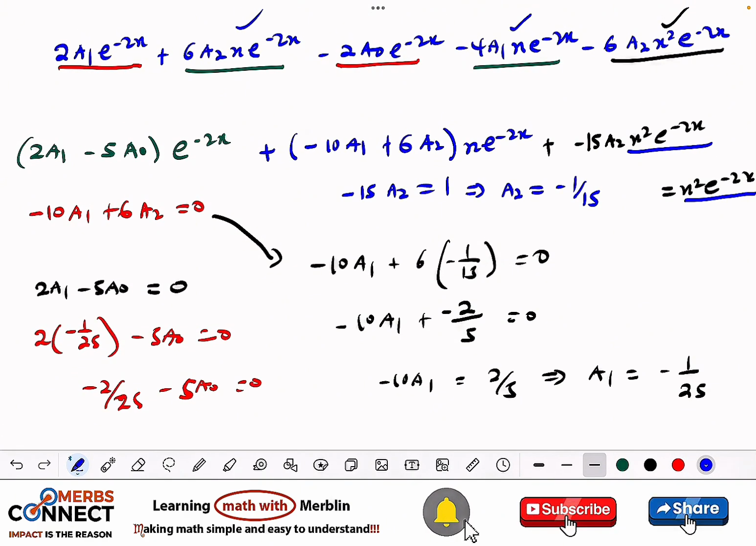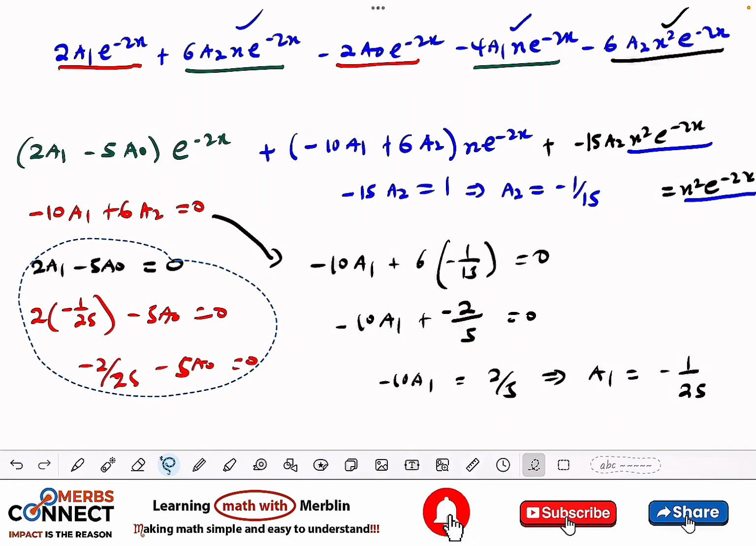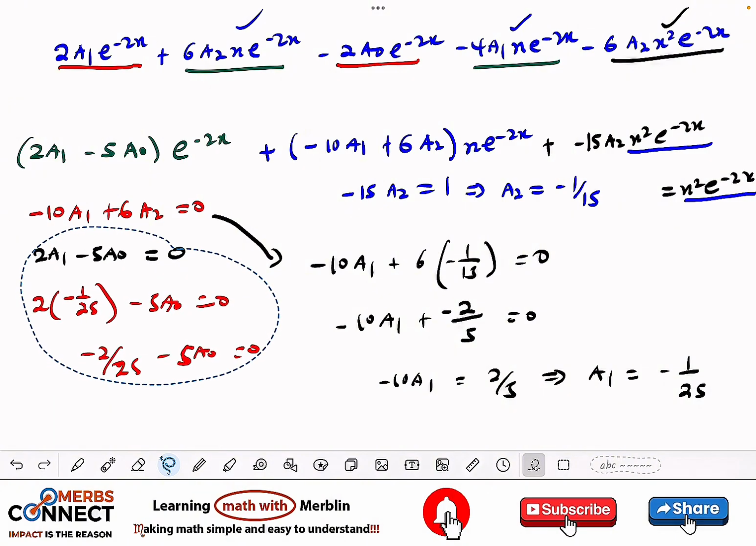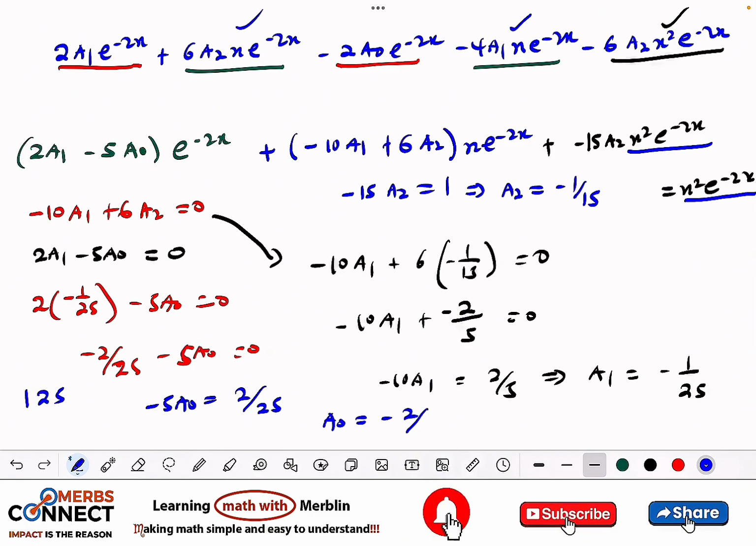And then I'm going to have this one to be minus 5a0 equal to 2 divided by 25. And when I divide by 5, I'm going to have a0 equal to minus 2 divided by 25 times 5, which is going to give us, I think, 125. Is that right? Yeah, I think so. That's right. 125. So it's going to give us 125. So this will be the solution.